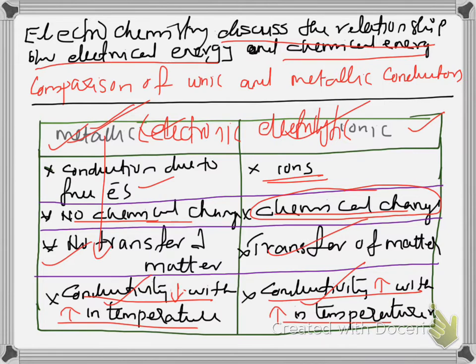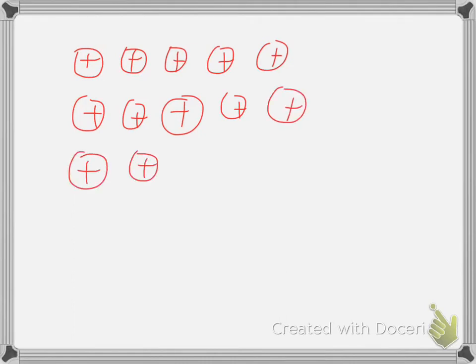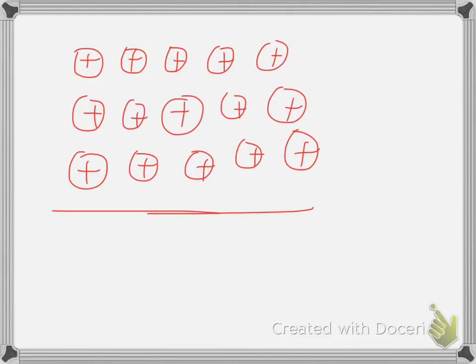As far as metallic conductors are concerned, metallic conductors are considered to be positively charged metal ions and free electrons. Metals are considered to be made up of positively charged kernels. They are immobile and immersed in a sea of free electrons.